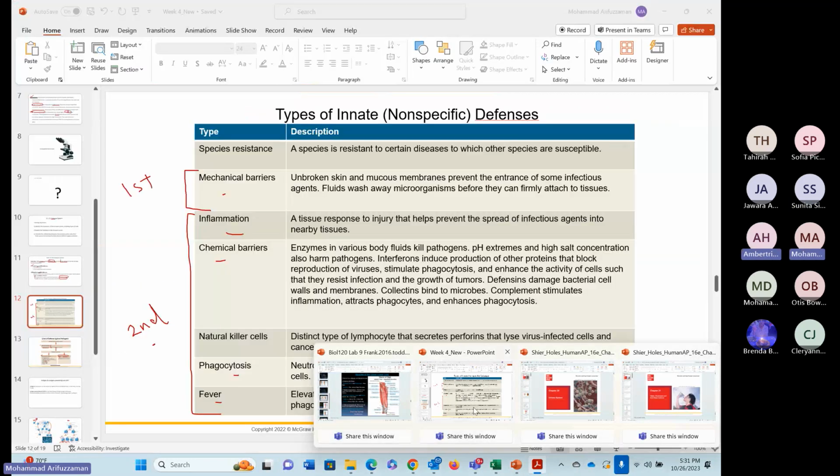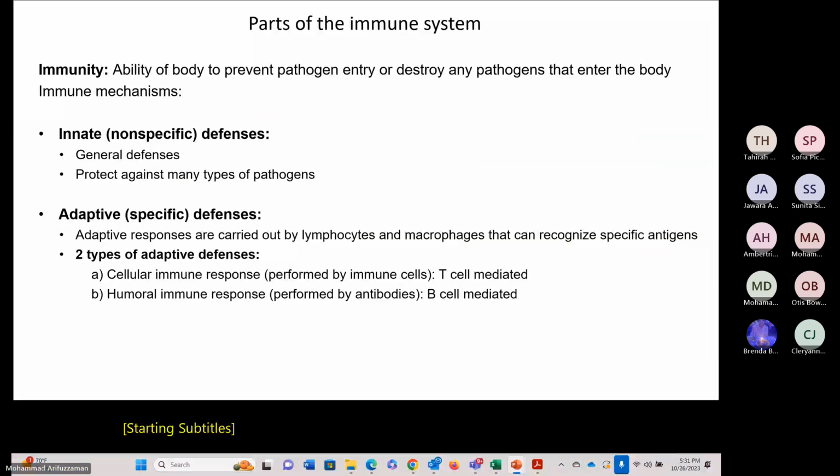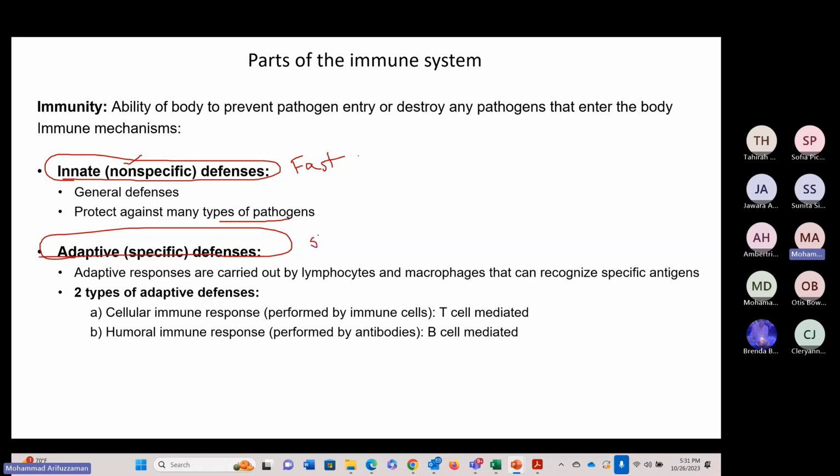Again, I'll explain the classification because this is very important. That is the macro view. You can see the immune system has two types: innate defense, which is non-specific with a very fast response and protects against many types of pathogens, and adaptive, which is a specific defense system, and the response is slow.